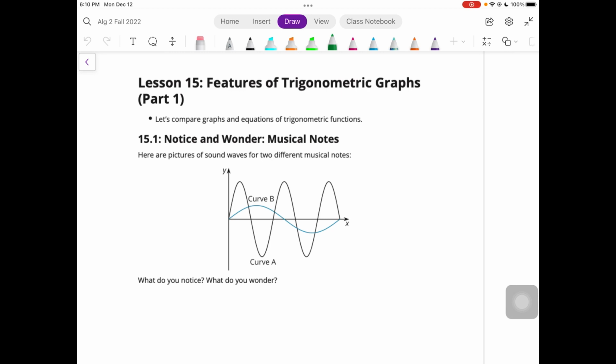What might we wonder? The first thing I would think of would be, what do they sound like? How do they sound different? How do they sound the same? Is one of them louder than the other?